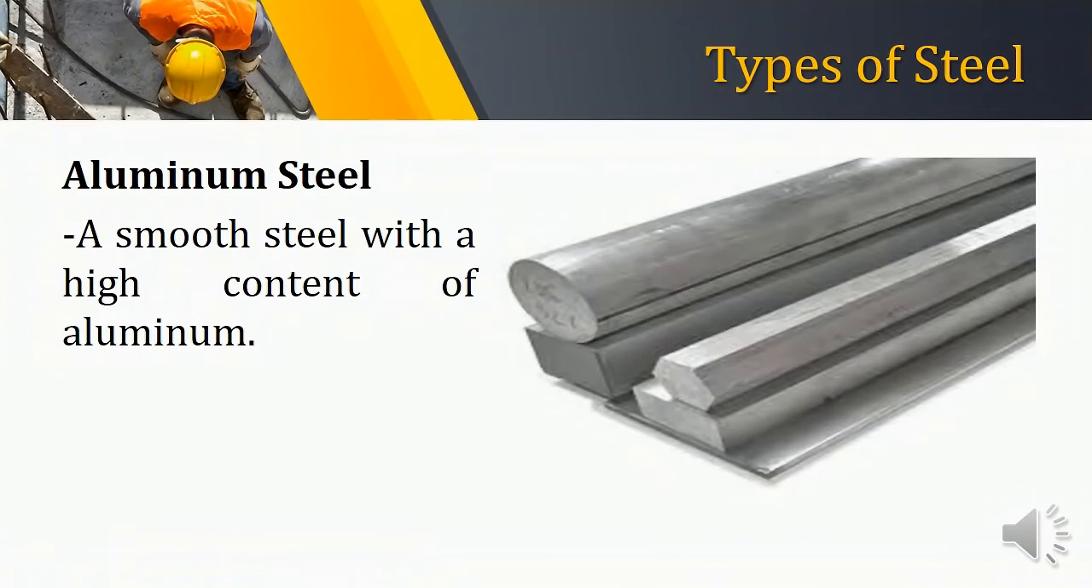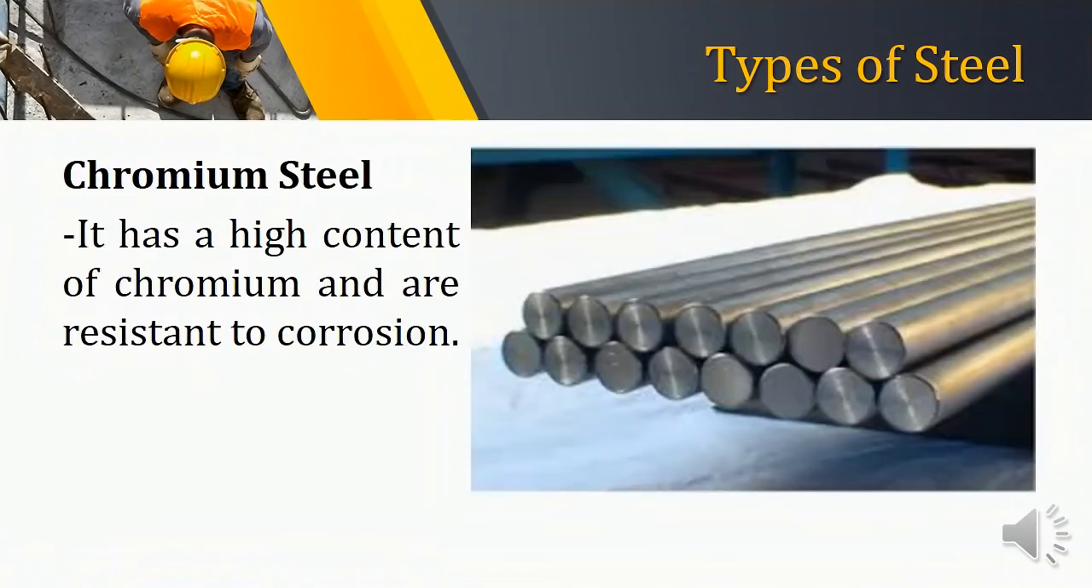The aluminum steel. Aluminum steel with a high content of aluminum. Kadalasan naman ginagamit siya sa furniture dahil sa smooth surface na meron siya. So yun yung purpose. The chromium steel. It has a high content of chromium and is resistant to corrosion. So yun, they are very strong, tensile, and elastic in nature.